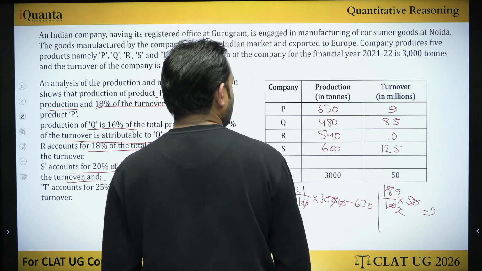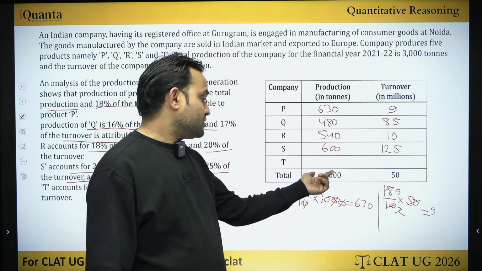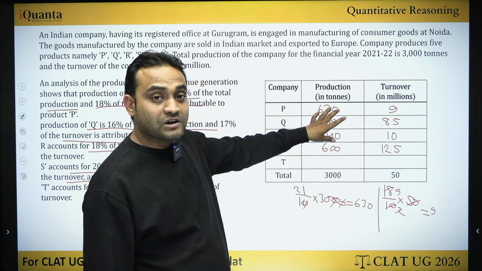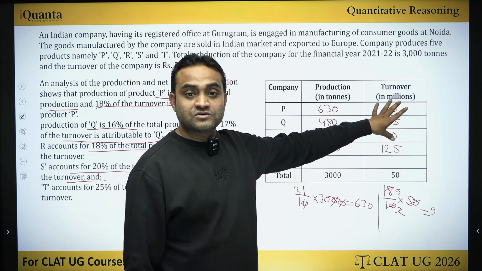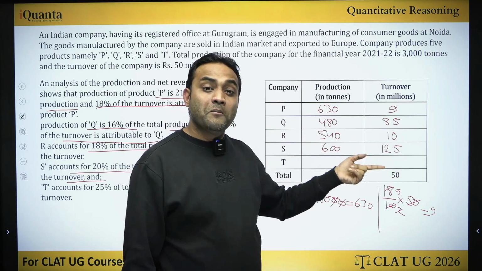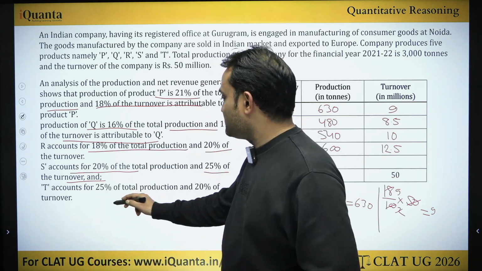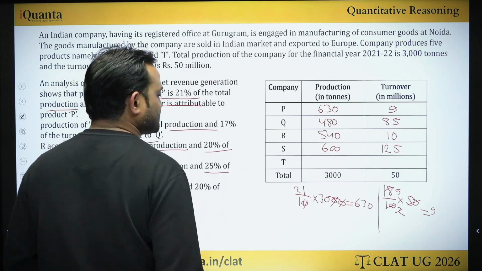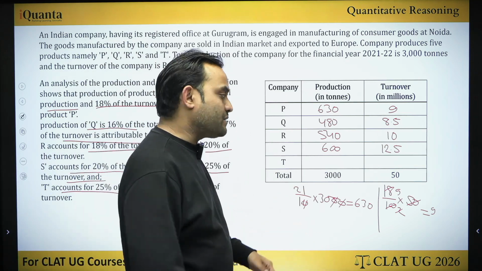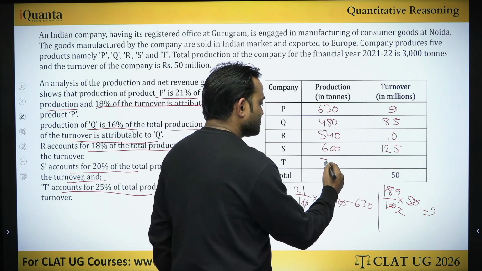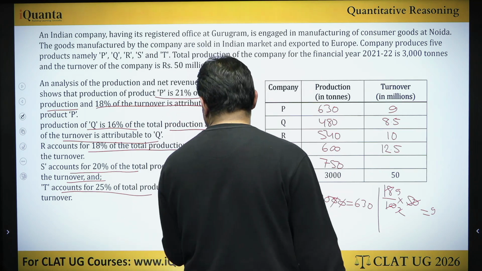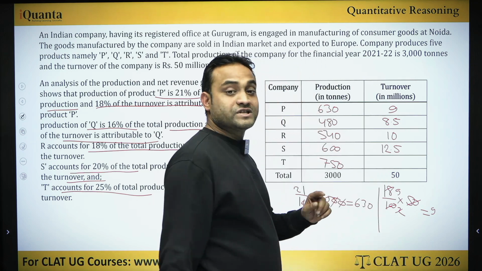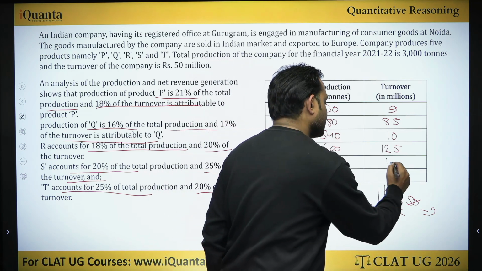Then comes T. Now, as I was saying, total is given. We have 4 values. Can't we find the 5th value? Yes, total is given, 4 values given, we can find the 5th value. But values are already given. T accounts for 25% of the total production. 25% is 1/4. 1/4 of 3000 is 750. 20% of the turnover, which is again 1/5, will be 10.